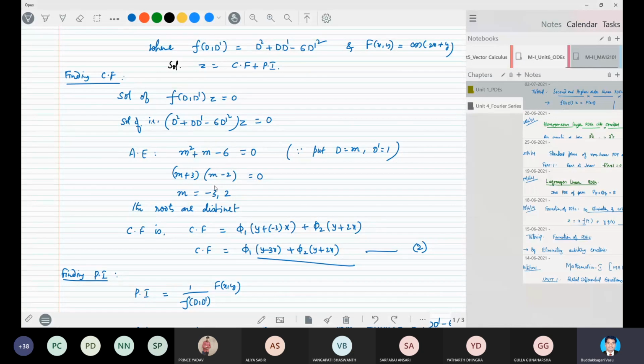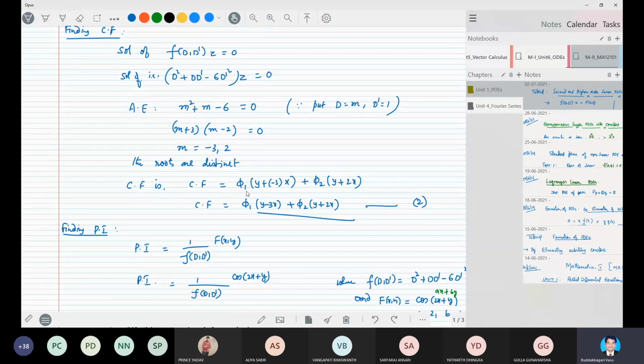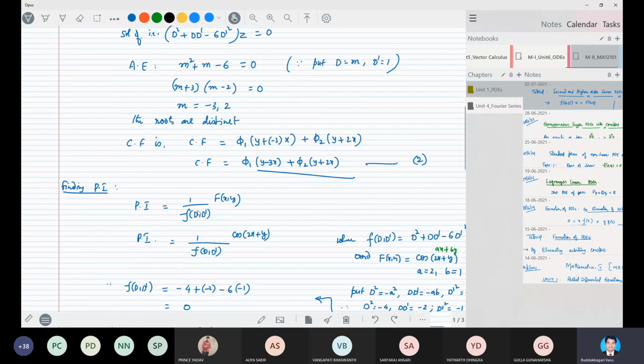They are distinct. So hence the complementary function is φ₁(y + m₁x) + φ₂(y + m₂x), where m₁ = −3 and m₂ = 2. You may interchange them also, there is no wrong. So φ₁(y − 3x) + φ₂(y + 2x) is the complementary function. Now find the particular integral.